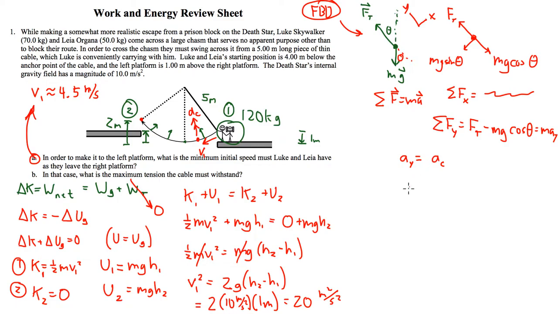Okay, so ay equals ac, and I'm going to plop m's on both sides so that now we can plug this in directly. We want this: tension minus mg cosine theta equals m times centripetal acceleration. What we're going to use here is v squared over r. R is pretty obviously going to be the length of the cable. Okay, so now here's the whole point. We can plug in for v squared.